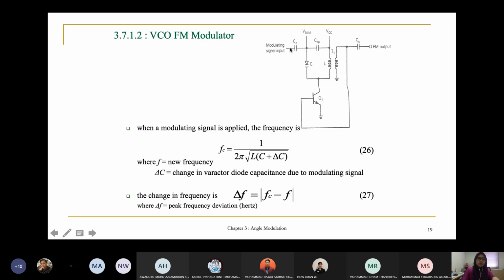When the modulating signal is applied, the frequency Fc will become this equation, where delta C is the change that happens in the varactor diode capacitance due to the modulating signal. When there is a change, there will be a frequency change also, and you can calculate the frequency change, which is delta F, equal to Fc minus F.